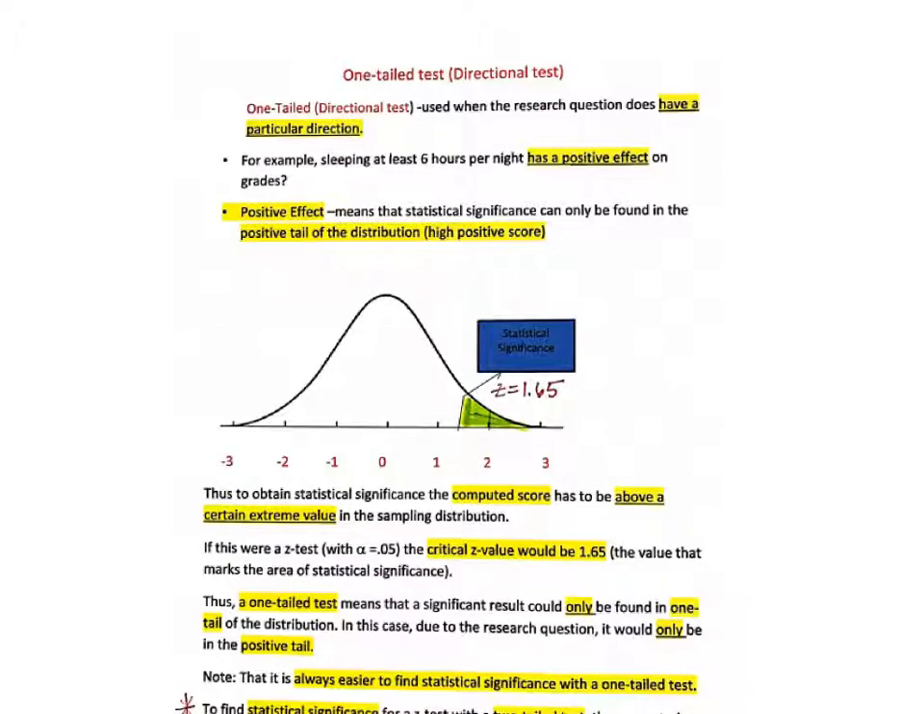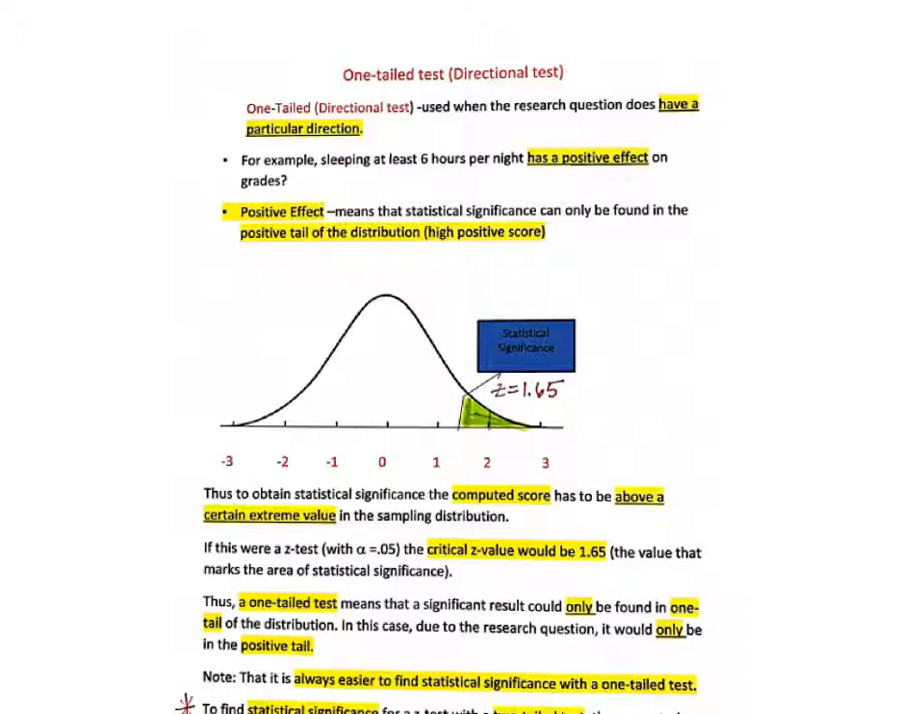For example, sleeping at least 6 hours per night has a positive effect on grades. A positive effect meaning that we're expecting that if you sleep more, you're going to do better in terms of your exams. So here, what we have for a z-score is 1.65. What you'll notice is that 1.65 is a smaller score than 1.96, which means it's always going to be easier for you to find statistical significance with a one-tailed test. That will always be the case.